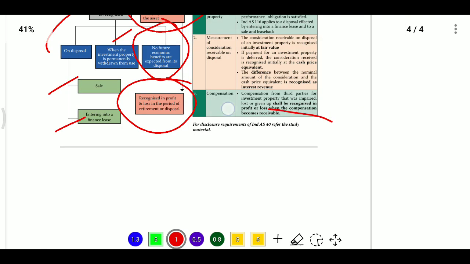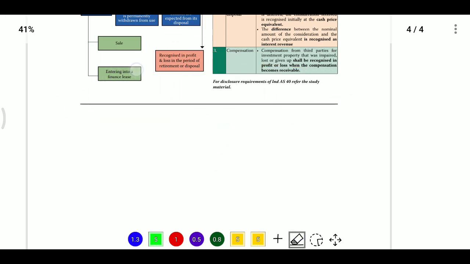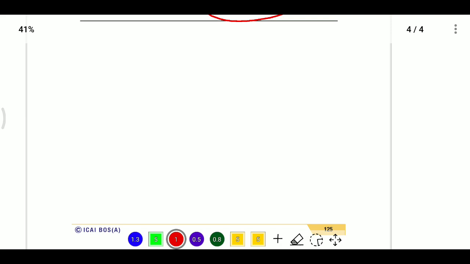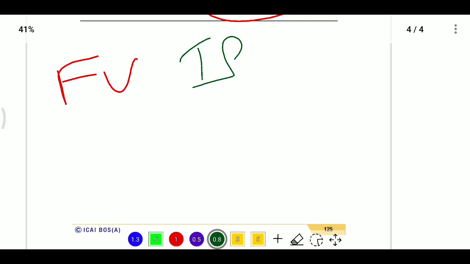For disclosure requirements of Ind AS 40, we need to refer to the study material. Now, what Ind AS 40 disclosure will be required? Firstly, we need to disclose fair value. The fair value of investment property needs to be disclosed.